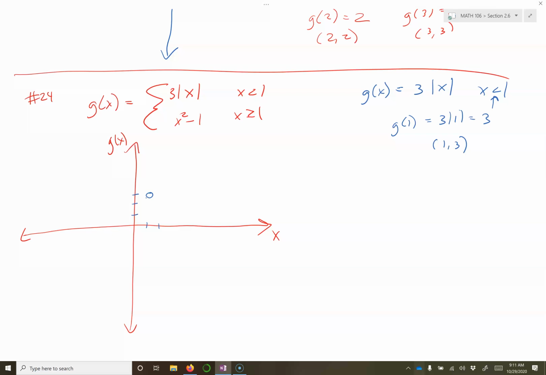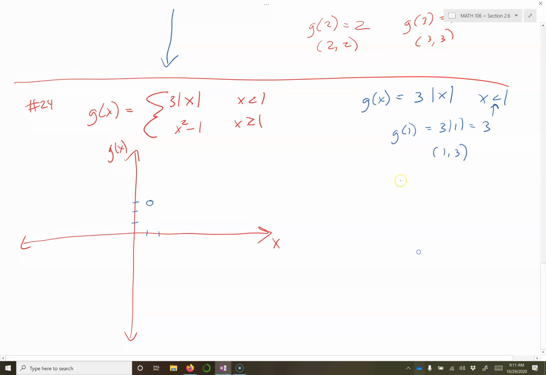All right, so this is an interesting one because it's an absolute value. So here's what I'm going to do. I'm going to plug in something less than 1. I'm going to plug in negative 1. Okay, that's less than positive 1. So 3 times the absolute value of this is just 3, right? Because the absolute value of negative 1 is positive 1. So I have negative 1, 3.